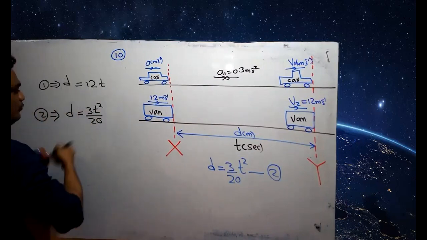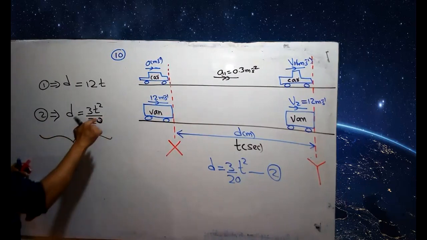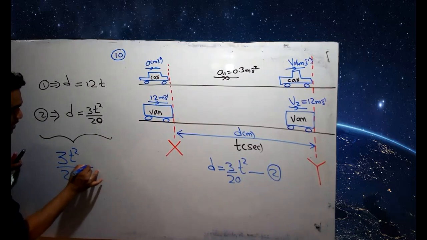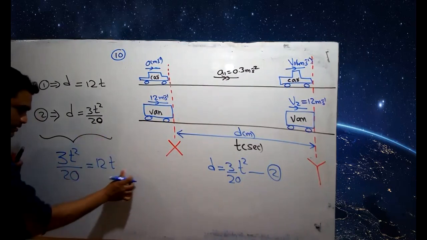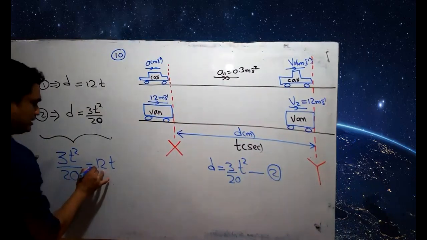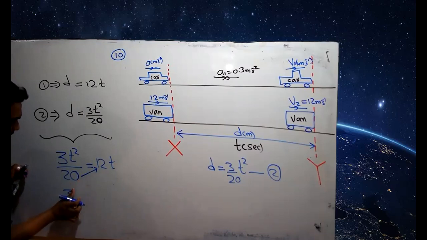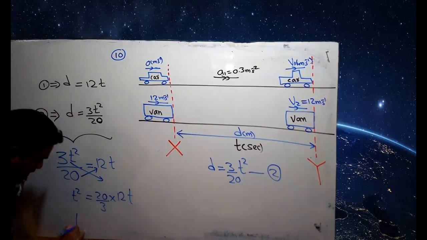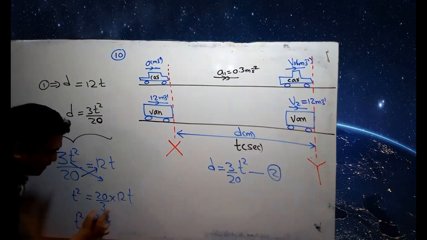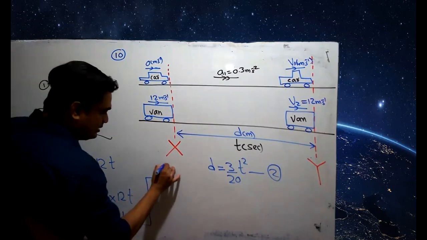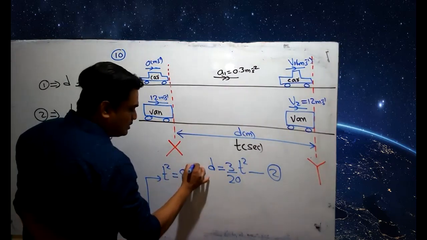So if we combine the 2 equations, we can write 3 times t square divided by 20 equals 12 times t. I can take both 3 and 20 to the other side by cross multiplication. Then I get t square equals 20 divided by 3 into 12 times t. 12 divided by 3 is 4, so t square equals 4 times 20, which is 80 times t.